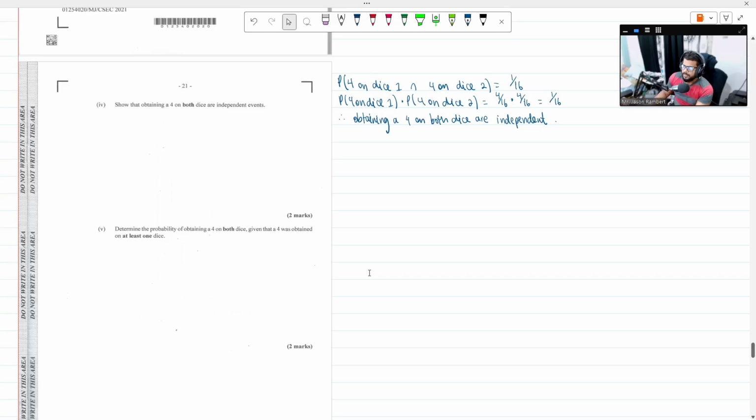Determine the probability of obtaining a 4 on both dice given. So let me name the events, right? Watch how easier it is to name the events. So let the event X be the event obtaining a 4 on both dice.